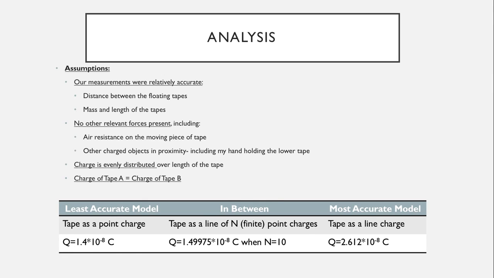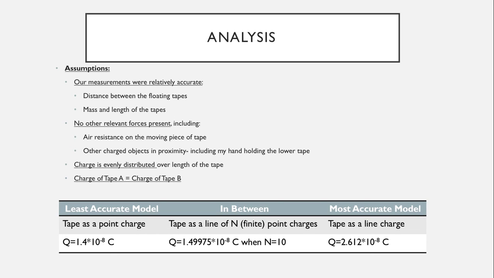And so when you want to compare the output of each of the models, the least accurate one is modeling it as a point charge. That's what we did from lab number 1. And you can see that it's somewhat close. It's in the same magnitude as the most accurate model, but it's the furthest off from that.